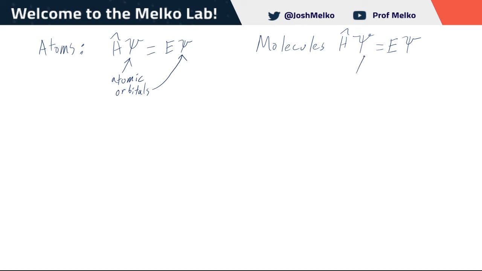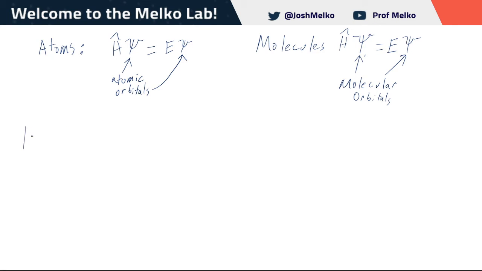And so here we call these wave functions the molecular orbitals. It's still a description of where the electron is, where the probabilities of finding it are in space. Okay, so that's just the notation we're using here.